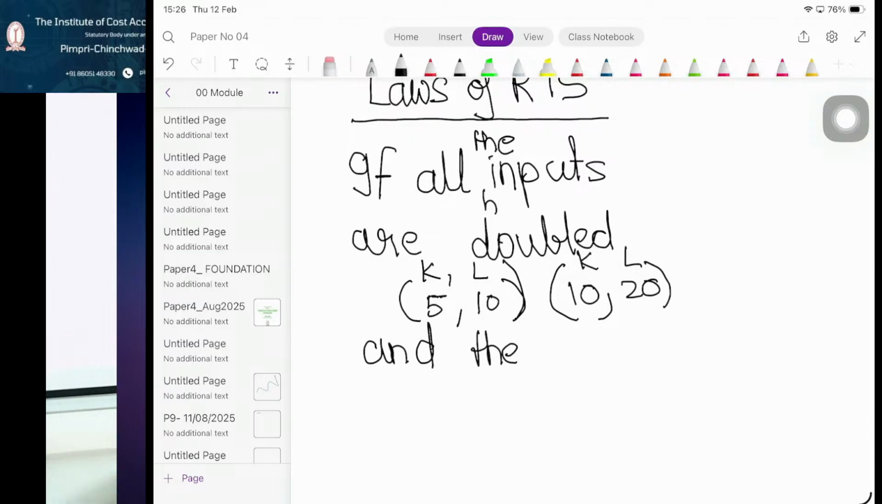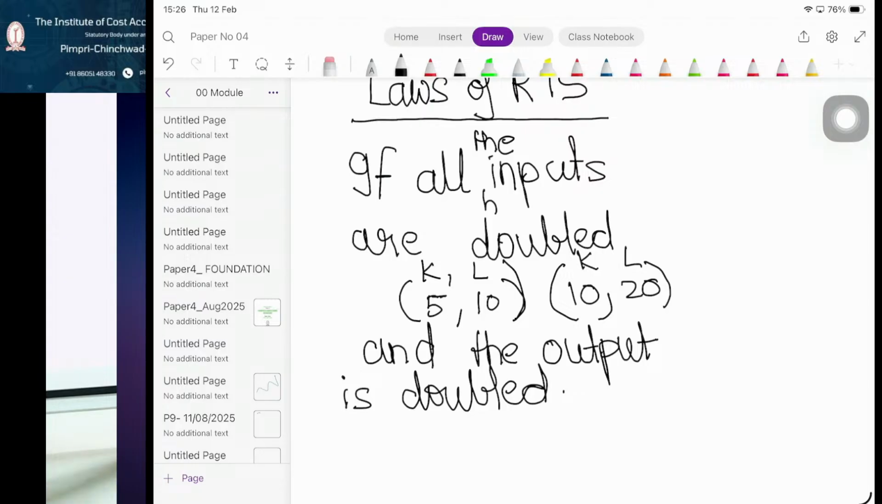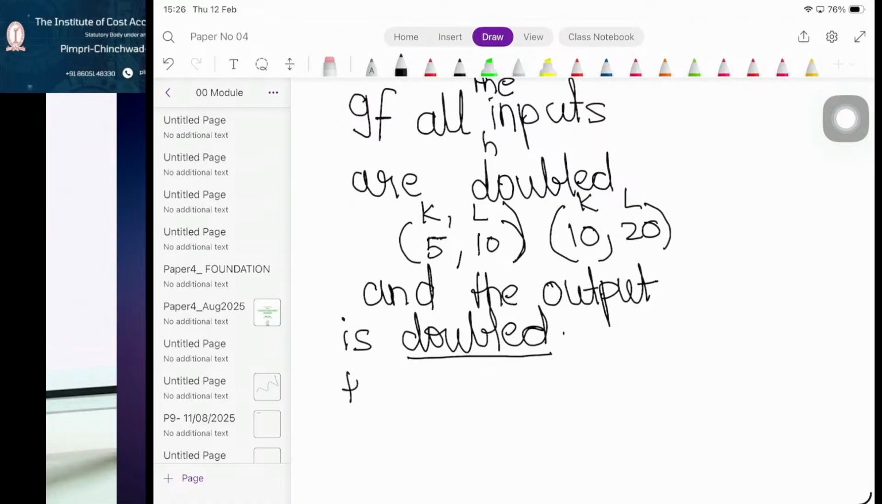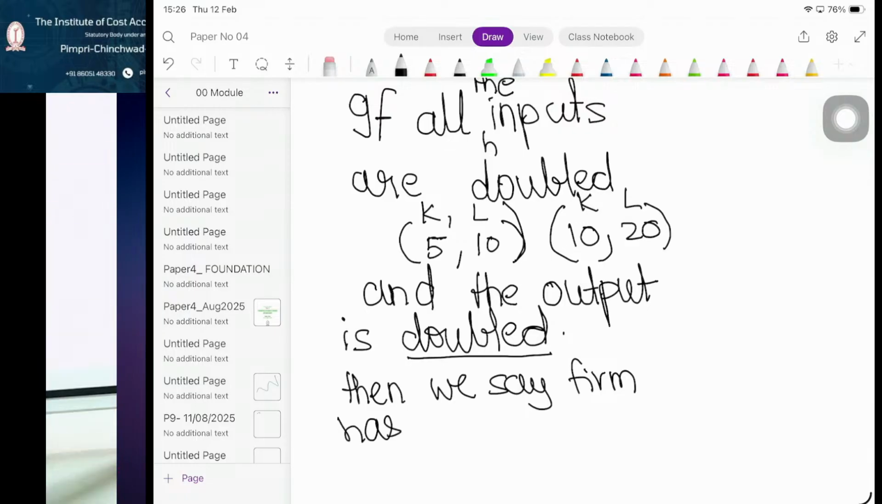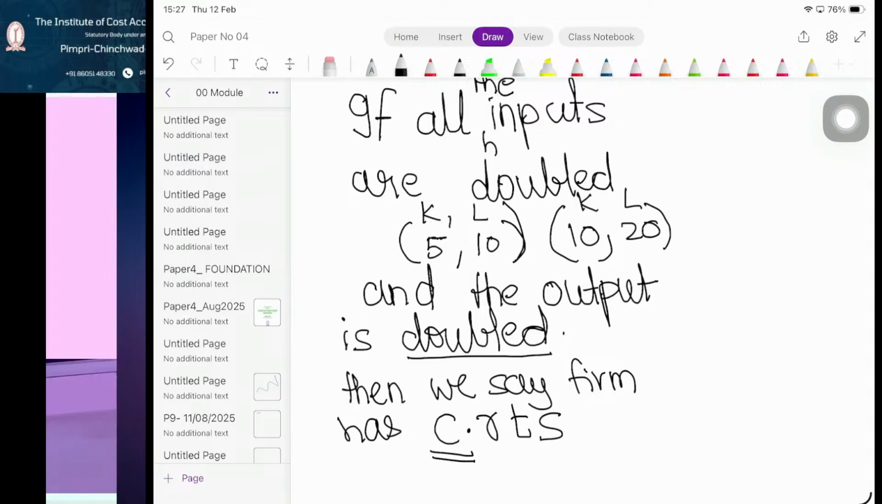Did you get this? If the firm doubles all the inputs and the output is doubled, meaning the input doubles and the output also gets doubled, then we say the firm has constant returns to scale. This C stands for constant.